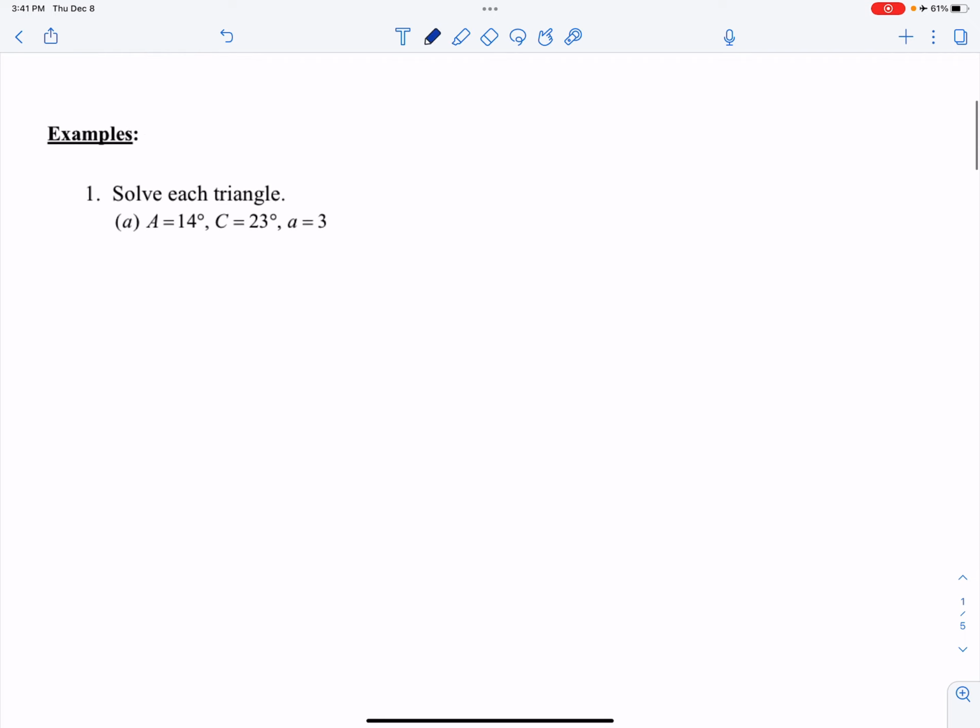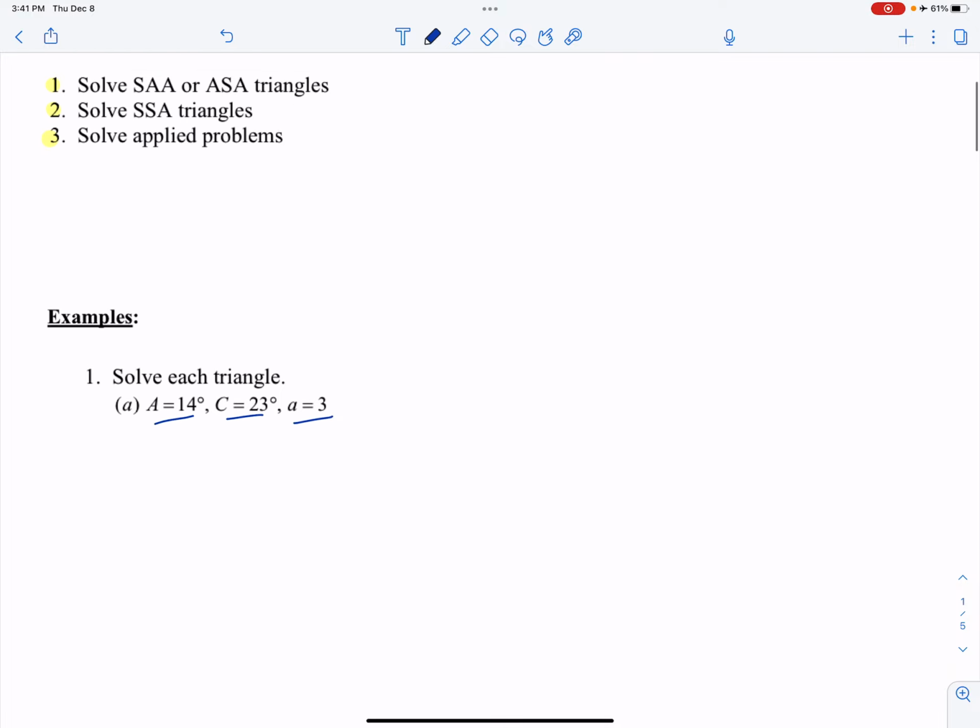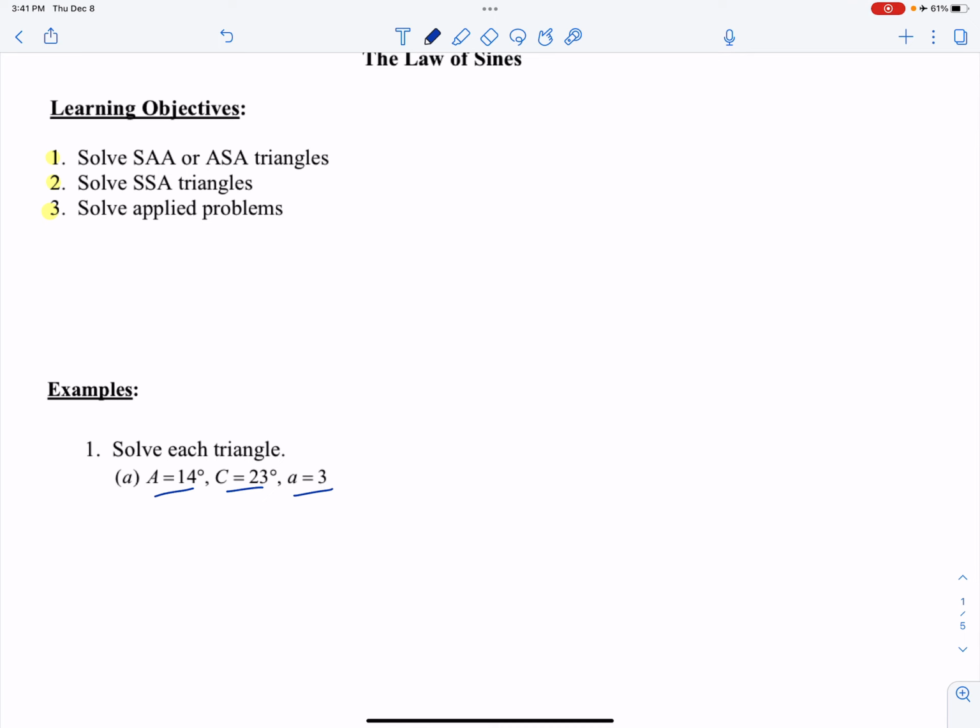Okay, so if we want to solve a triangle, that means find all the missing angles and sides. This one gives us an angle, a side, an angle, an angle, and a side. So, looking back up here, we have two angles and one side, so we're going to be applying right away side, angle, angle.